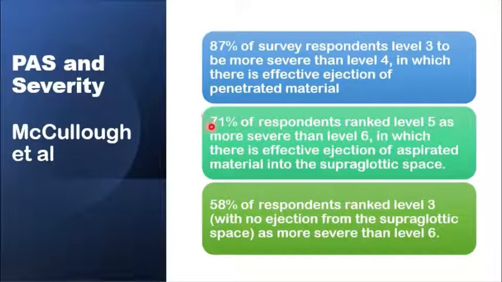Something similar, 71% thought that level 5 is more severe than level 6, again because in level 6 the aspirate material is cleared by coughing, whereas in level 5 it's not ejected. And to take it further, 58% thought that level 3 is actually more severe than level 6, because in level 6 again the aspirate material is cleared by cough, whereas in level 3 it's not ejected. So at best the penetration aspiration score is ordinal, and some would actually consider it categorical rather than ordinal.